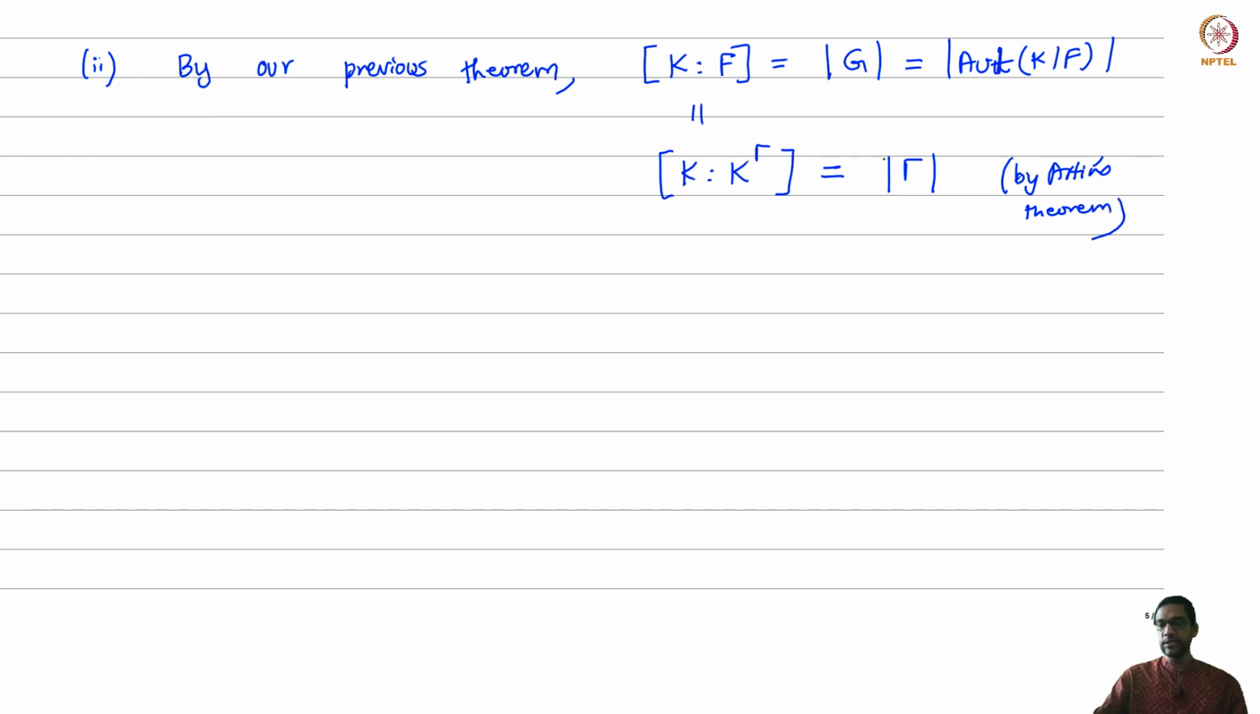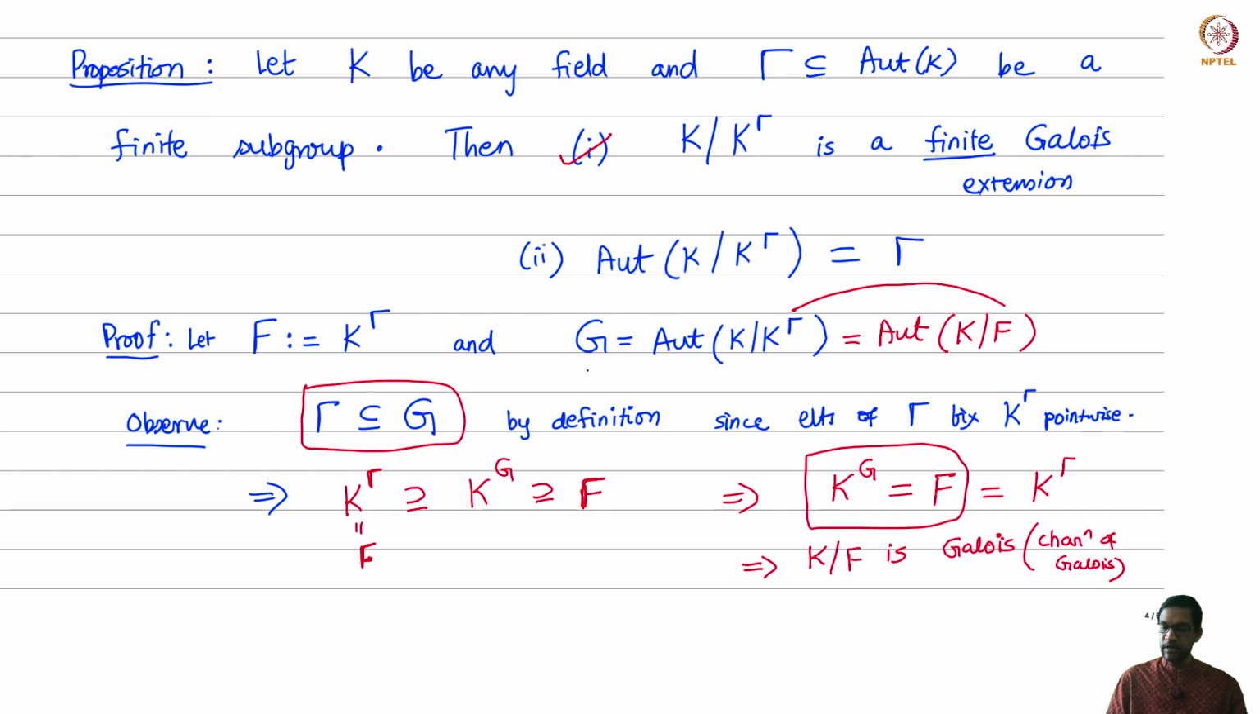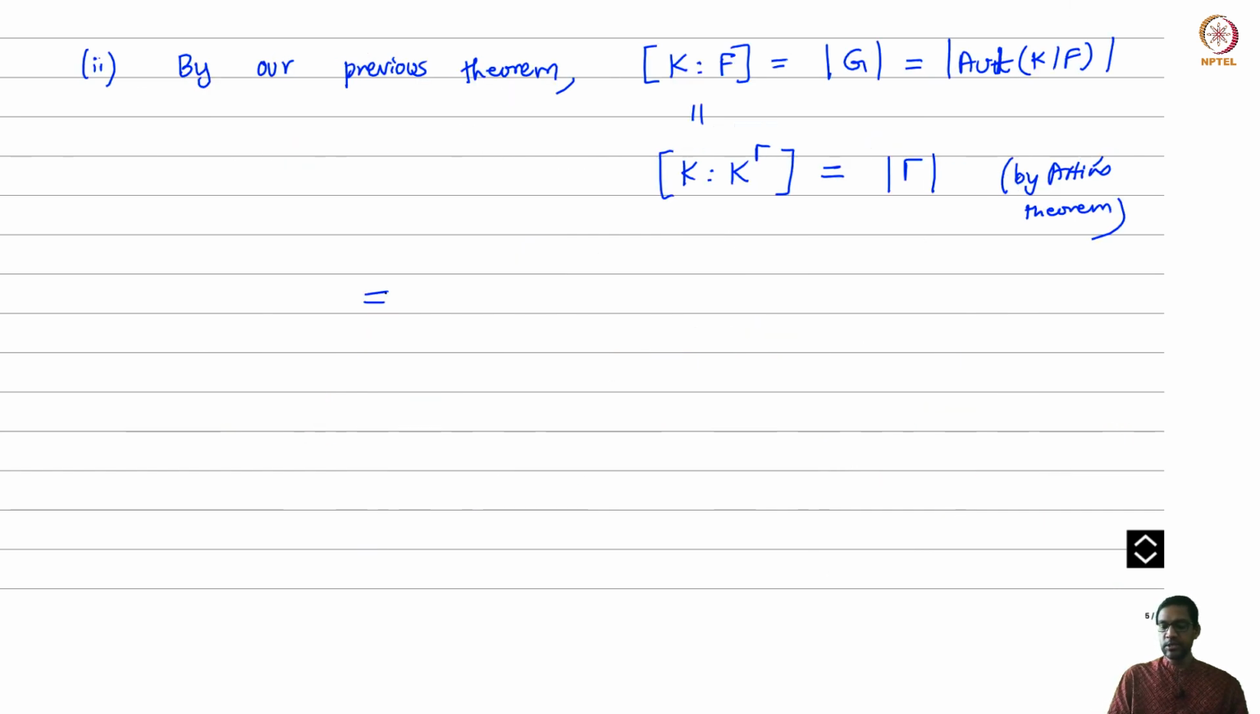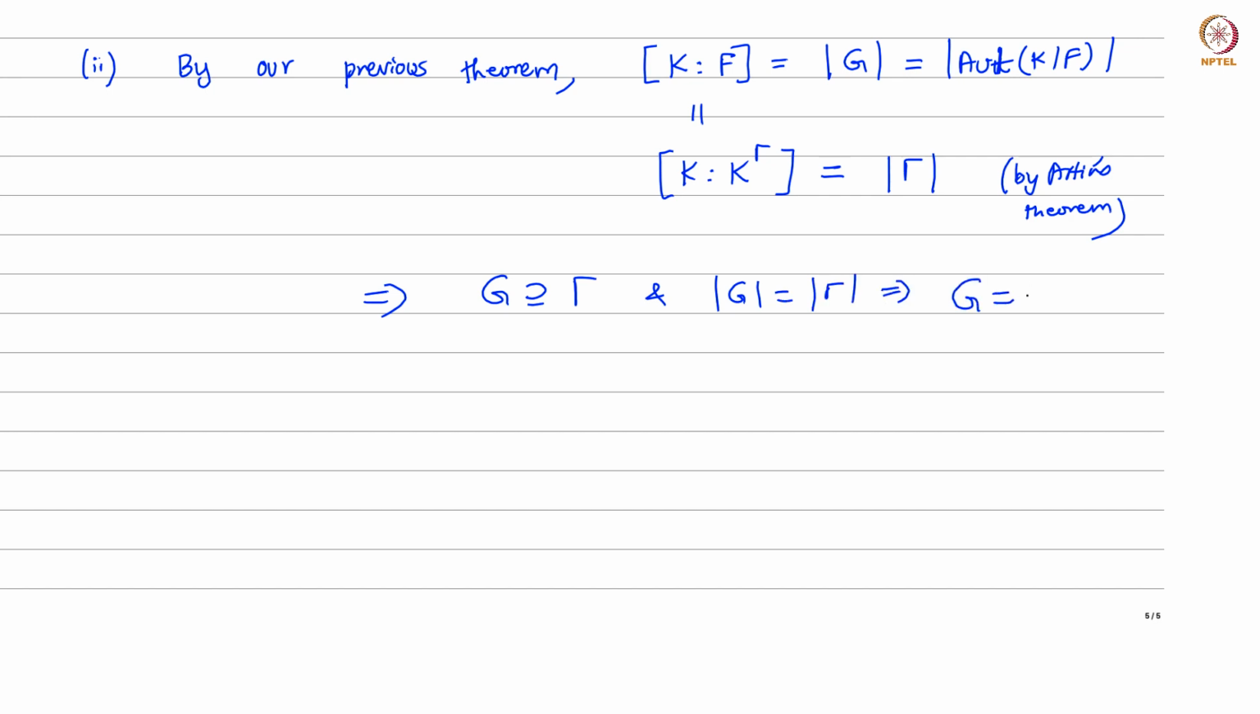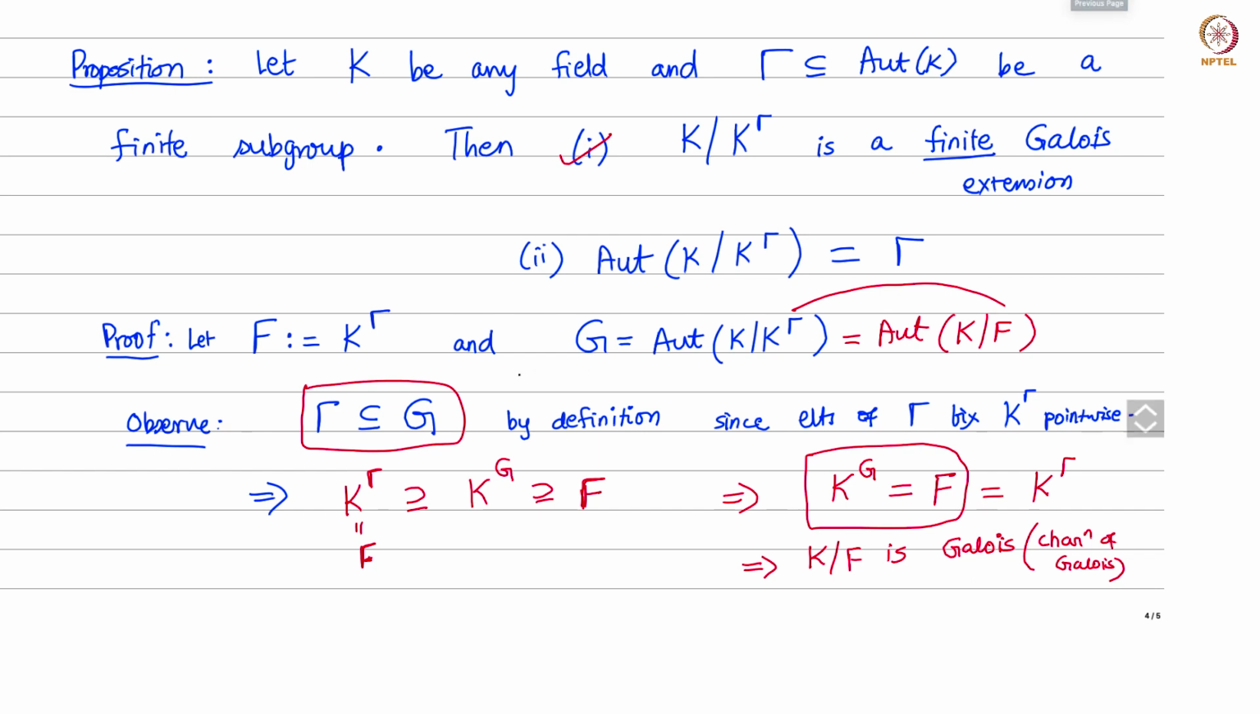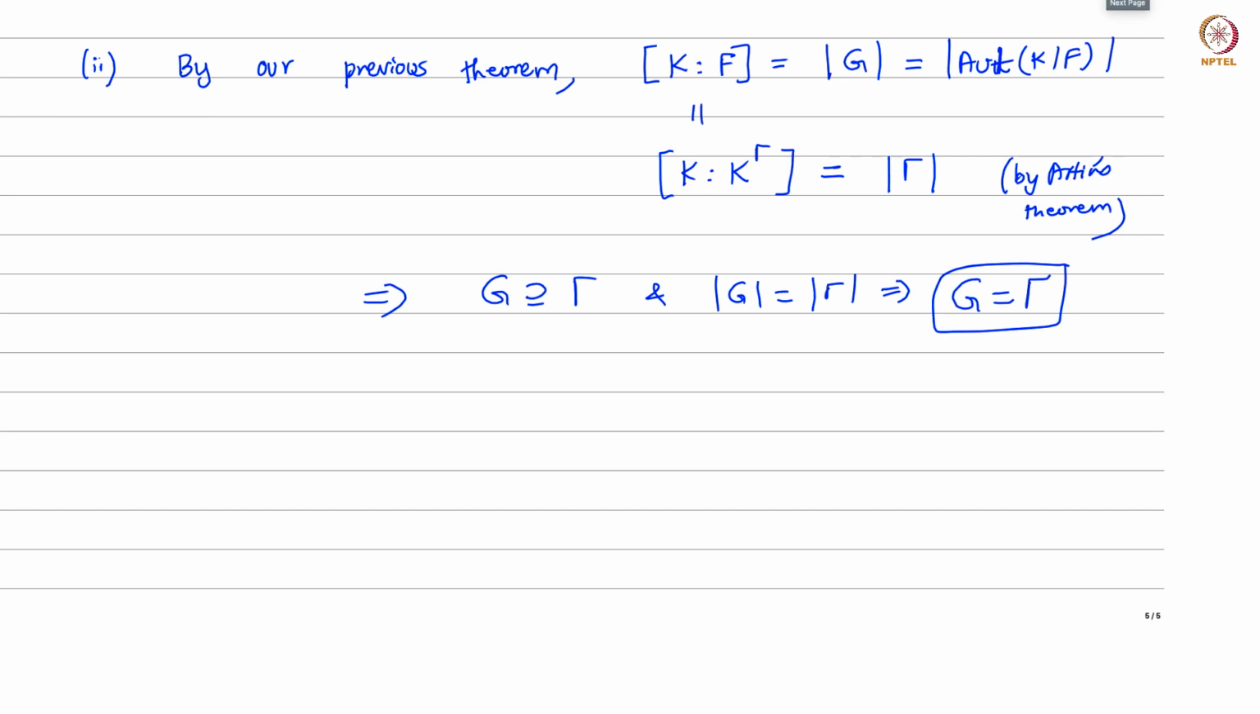So what does this say? Well, it says G and gamma have the same cardinality, and G contains gamma to begin with. So gamma is a subgroup of G and they have the same cardinality, which means they must be equal to each other. The key point is that a priori we potentially have a larger group G, it could be bigger than gamma, but the fixed fields are the same. And the fact that they have the same fixed field then also implies in this case that the groups themselves are the same.